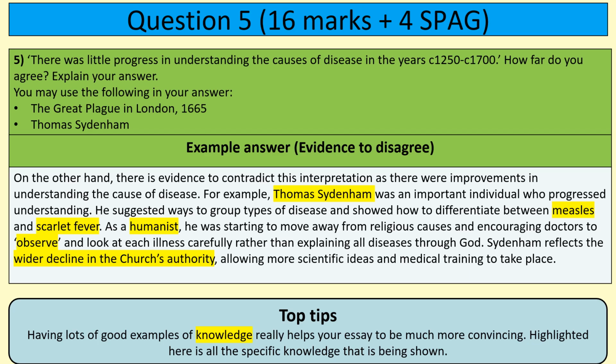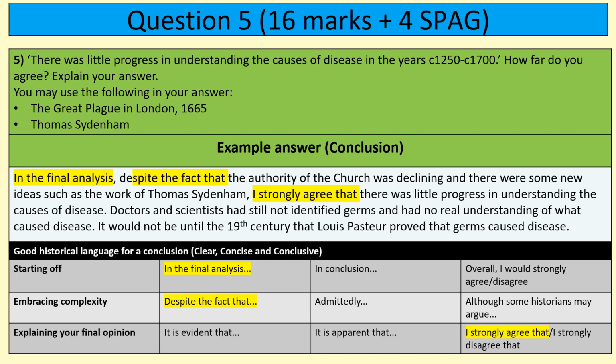Now, the yellow bits here show the specific knowledge that we've got here, and that's what we mean by knowledge. A key name, a key event, a key word, that type of thing, a key date is what's going to pick you up the knowledge marks. Now you need to finish off your answer with a conclusion. So when you think about a conclusion, there's some good historical language at the bottom for you to draw upon. But I'm just going to show you an example conclusion. The big thing with the conclusion is make sure you don't sit on the fence.